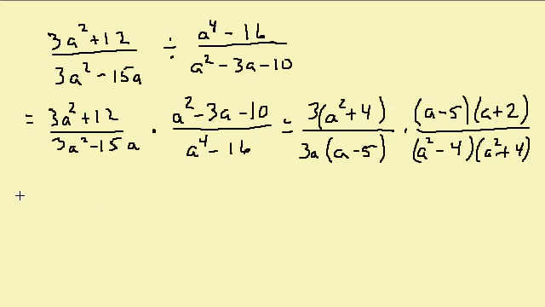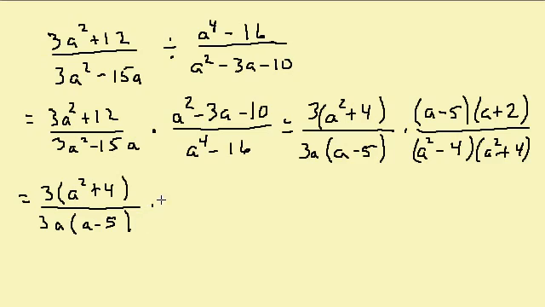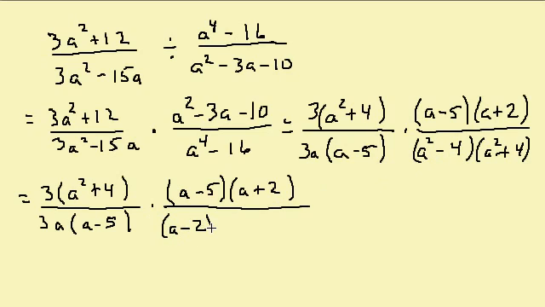So here we have 3 times a squared plus 4 over 3a times a minus 5, times a minus 5 times a plus 2 over, now let's factor the a squared minus 4, a minus 2 times a plus 2, and then once again the a squared plus 4 won't factor, so we have a squared plus 4.